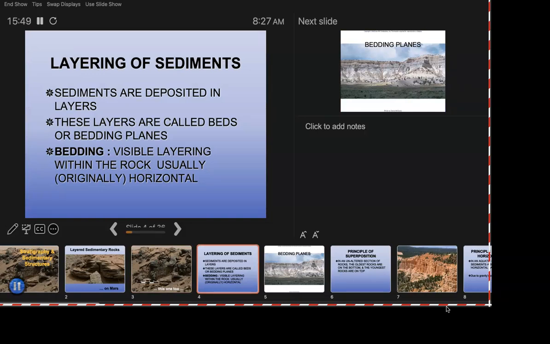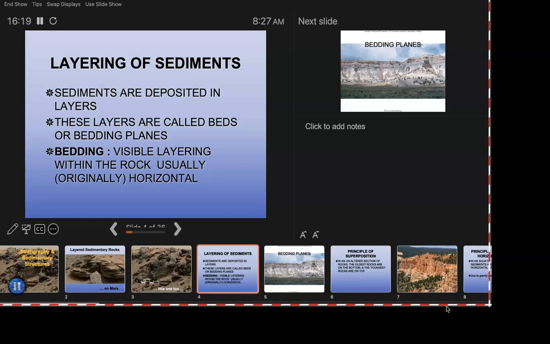So to recap, sediments are deposited in layers. All right? Now, the new part, we call those layers beds. Bedrock. You've heard of bedrock, right? So we call these layers beds and or bedding planes. I will never use the word bedding planes again. I promise you that. I typically call them layers. Occasionally strata.